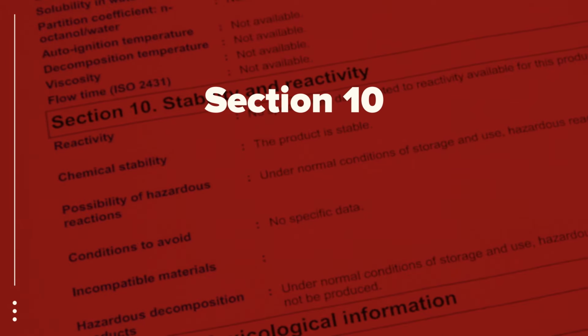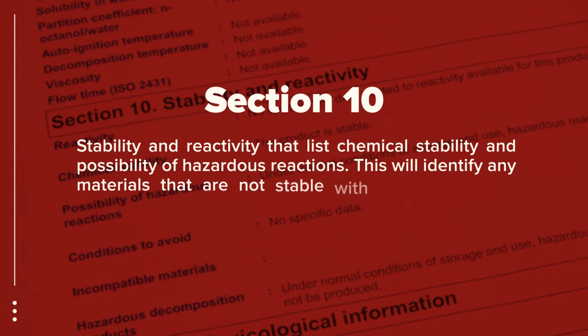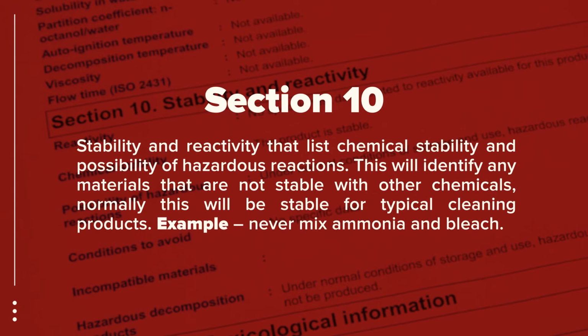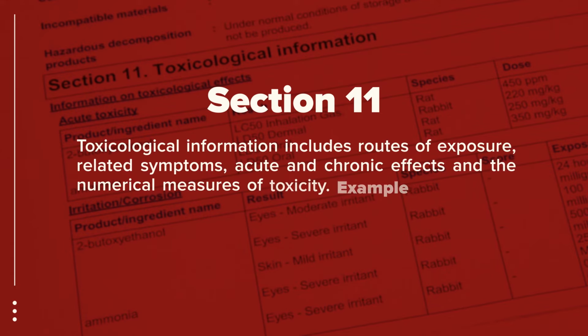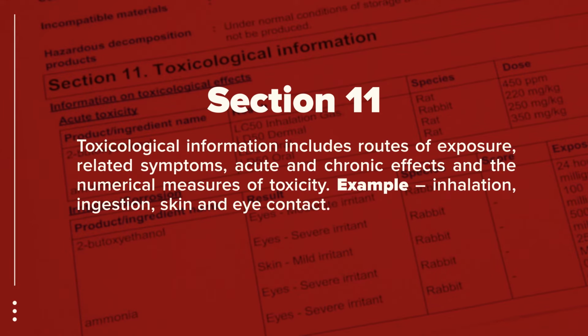Section 10. Stability and reactivity that list chemical stability and possibility of hazardous reactions. This will identify any materials that are not stable with other chemicals. Normally, this will be stable for typical cleaning products. Example: never mix ammonia and bleach. Section 11. Toxicological information includes routes of exposure, related symptoms, acute and chronic effects, and the numerical measures of toxicity. Example: inhalation, ingestion, skin, and eye contact.